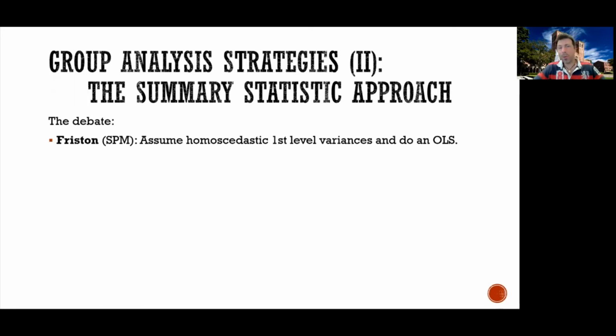And as I said earlier, his approach is just, look, assume homoscedasticity, assume that the within subject variances at the first level are all equal, and then do an ordinary least squares. So carry forward the betas, in other words, average them, get your group effect, and as the yardstick, use the variance across betas of different participants. In other words, use the between subject variances as your yardstick. So just do an OLS this way and you'll be fine.